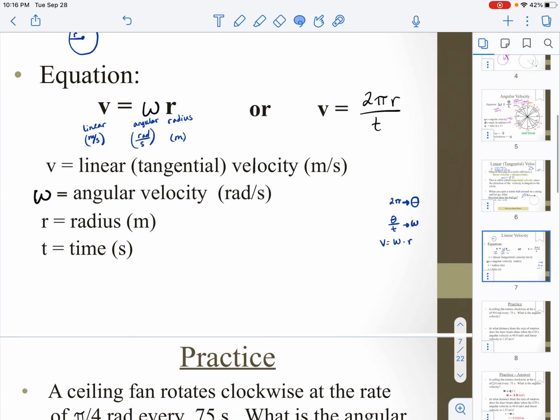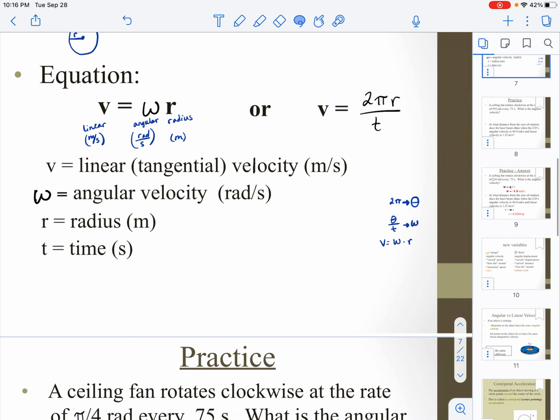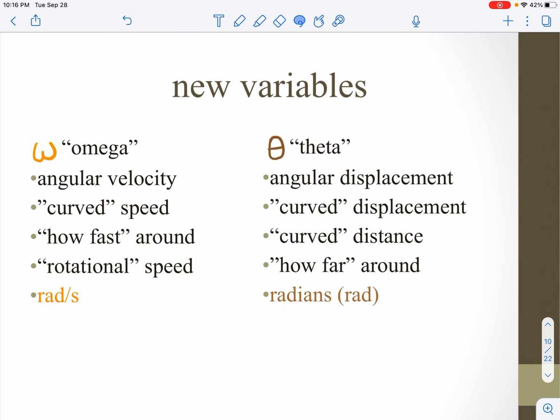All right, now I'm going to skip down to a little summary of some of our new variables. So I created this slide just so that you can have an easy reference. Omega is a new word for us. Most of us are not familiar with the Greek letter omega, so just the word omega all by itself is new. Omega represents a new variable for us. This is angular velocity. And angular velocity is measured in new units. We have radians per second.